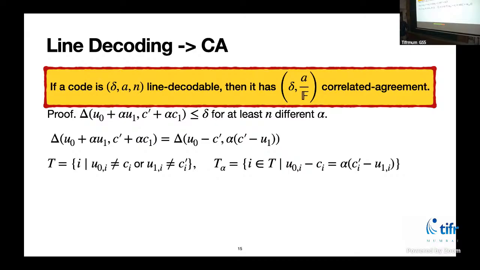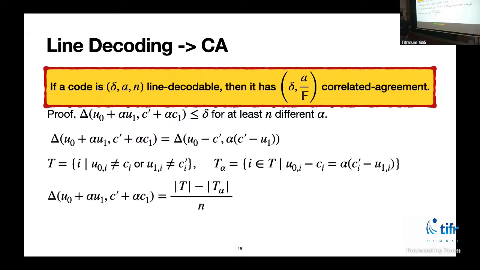And T alpha is for any specific alpha. What are the subset of these points for which equality holds? In particular, note that if u0_i is equal to c prime_i and c1_i is equal to u1_i, then this is just not contributing to the distance ever for any alpha because both sides are 0. So this T is just saying when are both sides not identically 0. Then I'm just defining T alpha for each alpha.